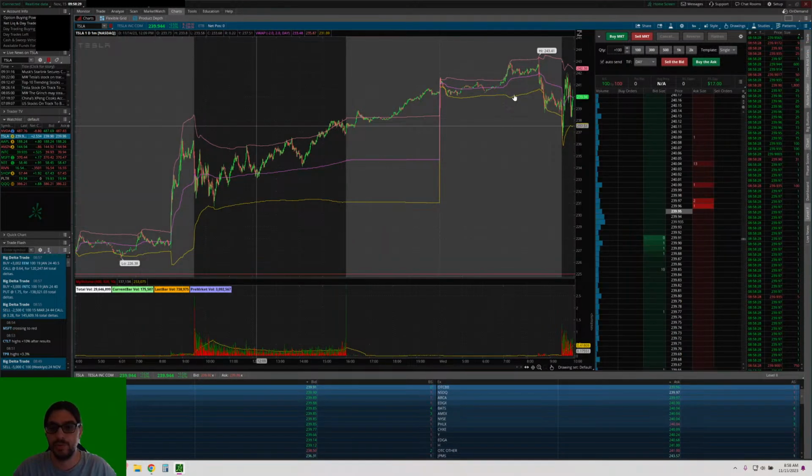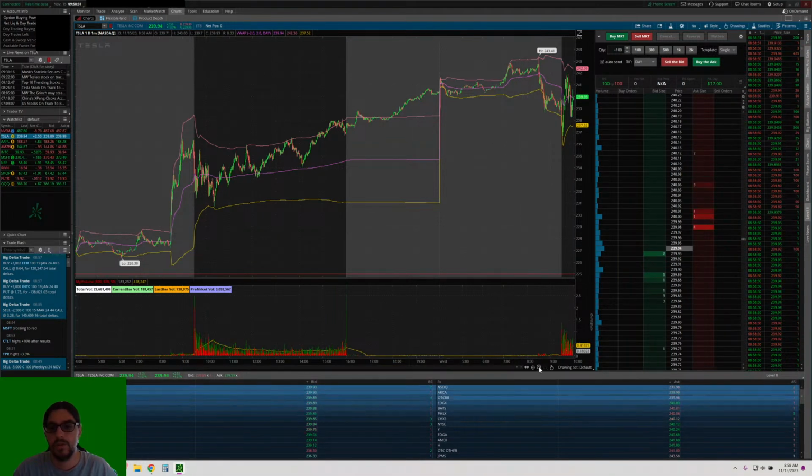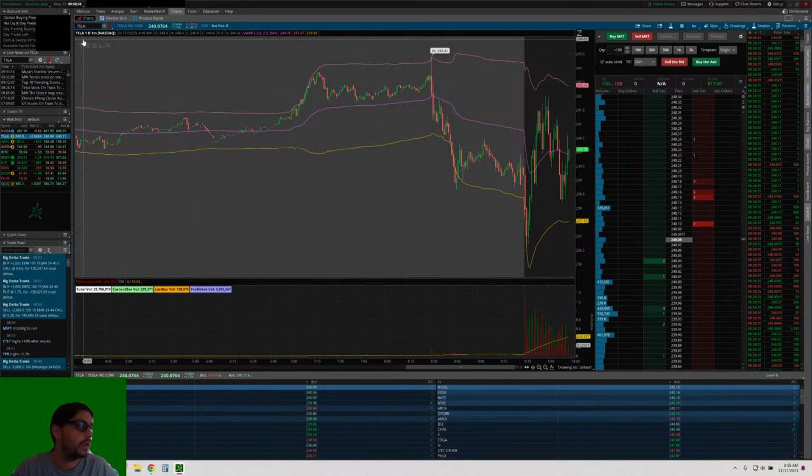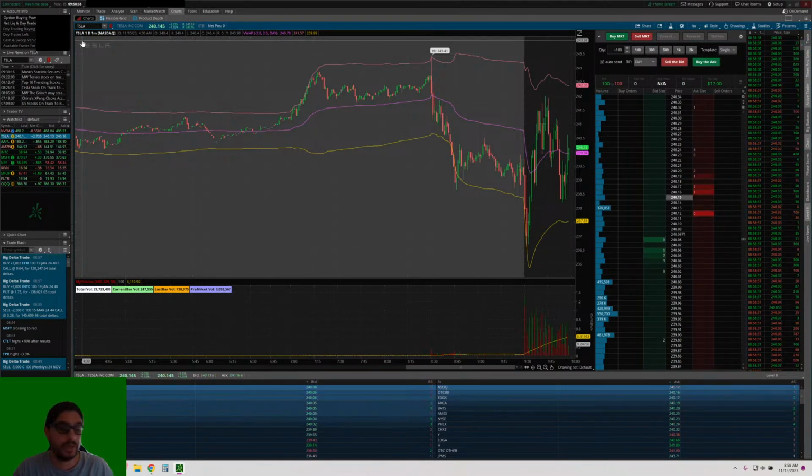We'll see what that does. We'll check back in tomorrow. So I'm not going to put a target range. I'm just going to allow it to run. Hopefully it runs for me all day.